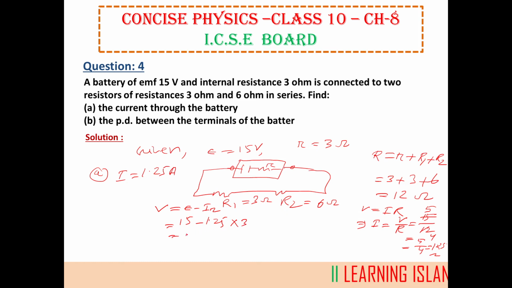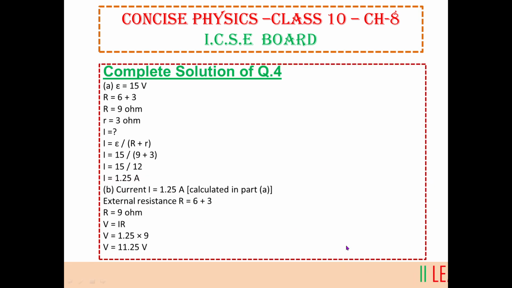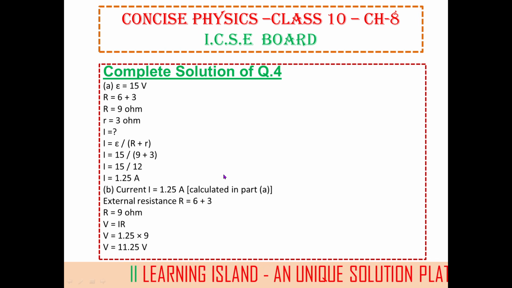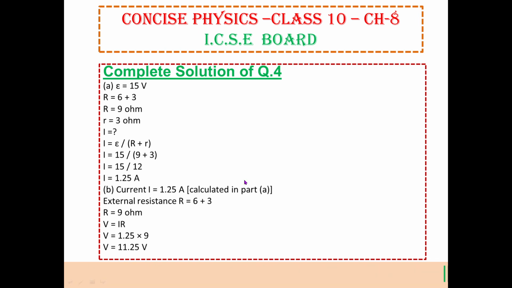So it is coming 15 minus 3.75. If I subtract this, 5 from 15 gives 11, so it is 11.25 volt. Hope this is clear to you. So please write down the final solution. Here you see. So hope this is very clear to you. Now we can go to the next video without any delay.